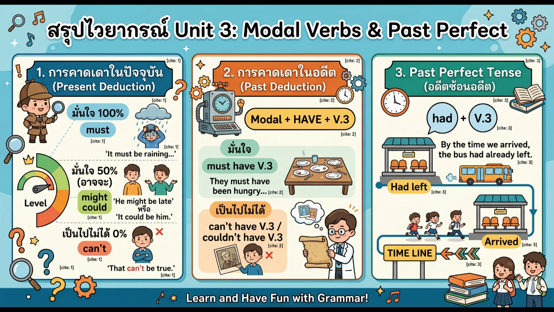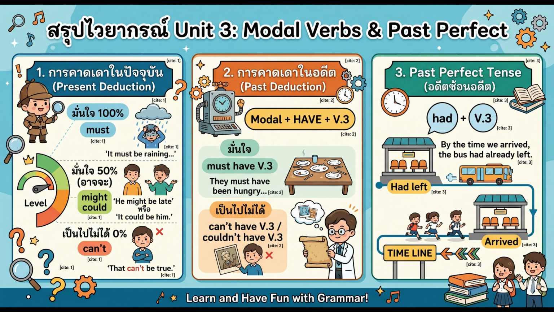This is the brief on mastering modal verbs of deduction and the past perfect. Unit 3 of the Get Involved textbook basically gives you the grammar tools to act like a literal detective, so you can accurately guess why things happen and clearly explain the sequence of past mysteries.